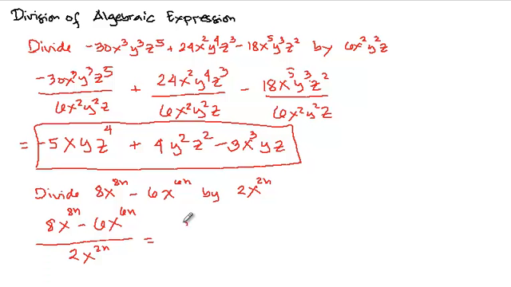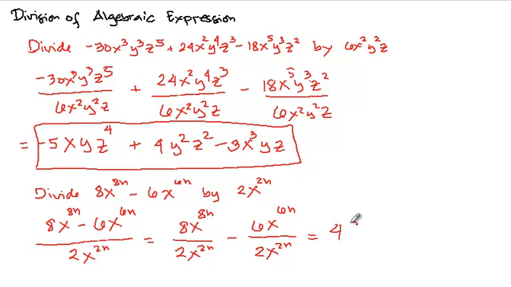We simplify this term by term. We have 8x to the 8n over 2x to the 2n minus 6x to the 6n over 2x to the 2n. What is 8 divided by 2? That's 4. X to the what? 8n minus 2n.